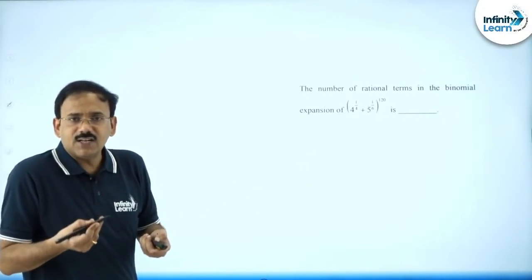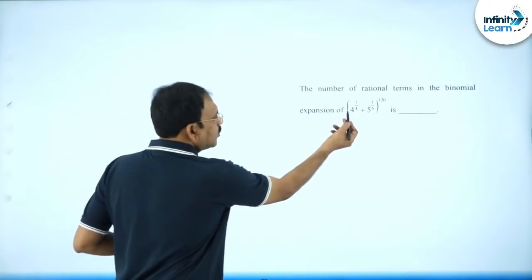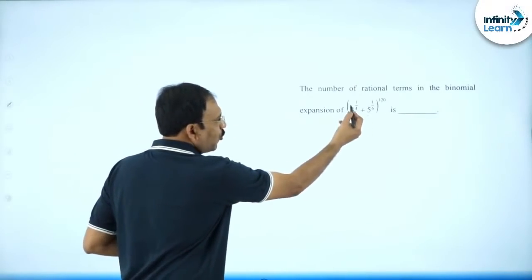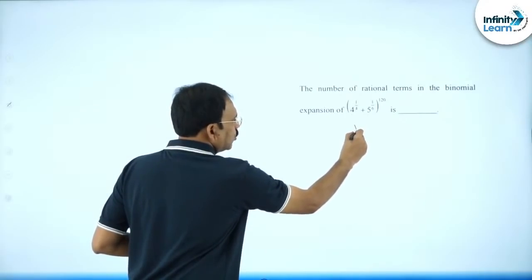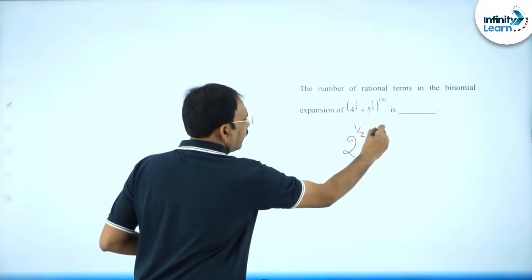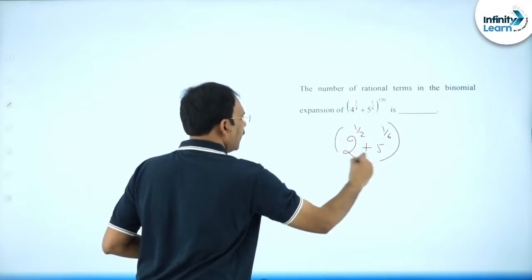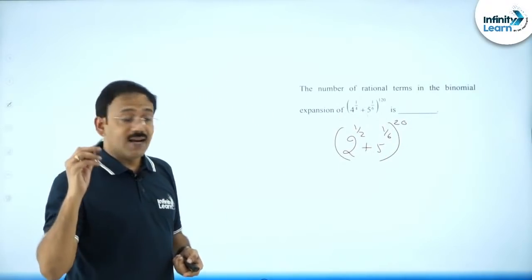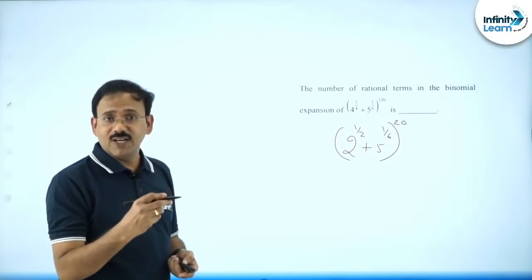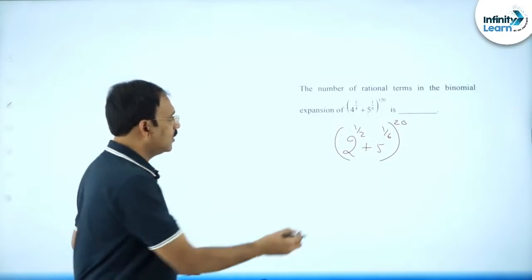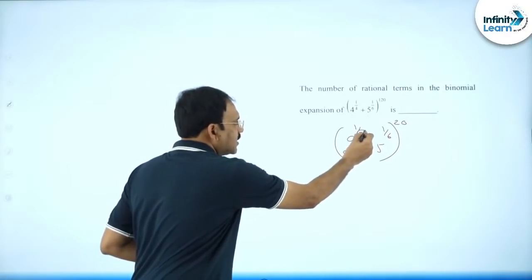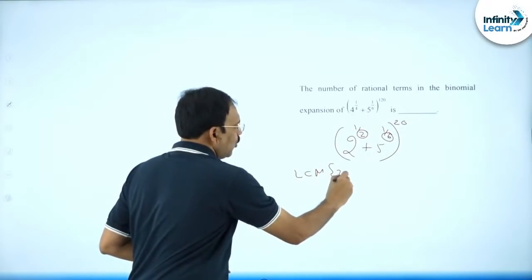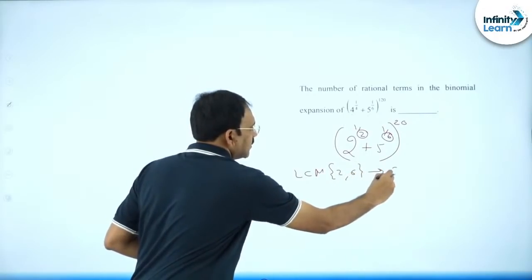This is a standard question. You see, just try to maintain the base as a prime number. So 4 power 1 by 4 you can write 2 power 1 by 2, plus 5 power 1 by 6, whole power 120. This is the question. Now friends, there is a shortcut to find the number of rational terms. I think you know. 2 and 6, LCM of 2 and 6 is 6.